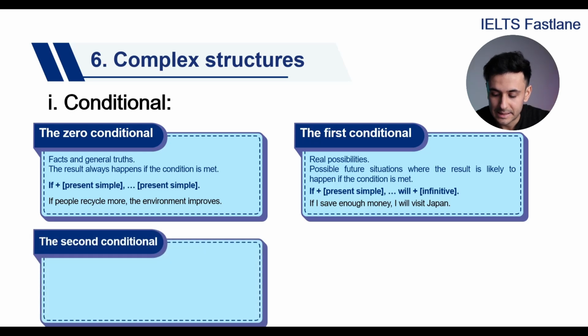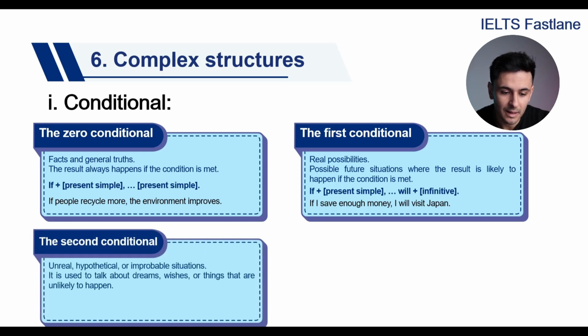The next type is the second conditional, and this one is used to describe unreal or hypothetical situations that are not very likely to happen. So most of the time we use this conditional to talk about dreams, wishes, or some things that might be out of our reach. Like for example, winning the lottery. It could happen, but it's not very likely.